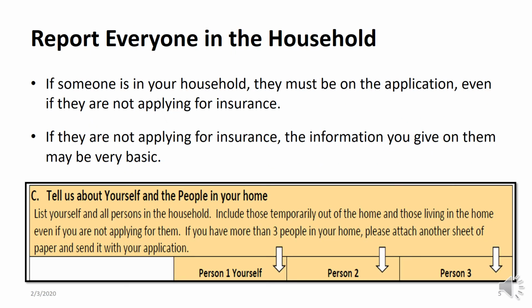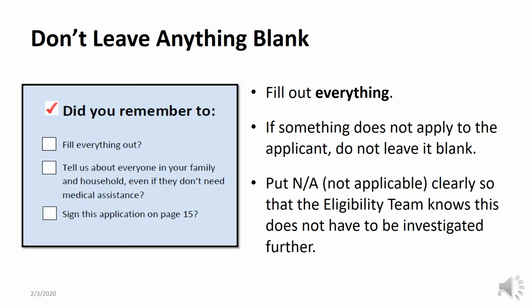Report everyone in the household. If someone is in your household, they must be on the application, even if they're not applying for insurance. If they're not applying for insurance, the information you give on them may be very basic. Don't leave anything blank. Fill out everything. If something does not apply to the applicant, do not leave it blank. Put NA or non-applicable clearly so that the eligibility team knows this does not have to be investigated further.